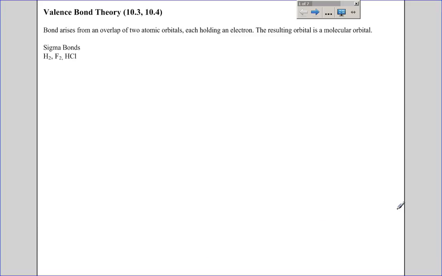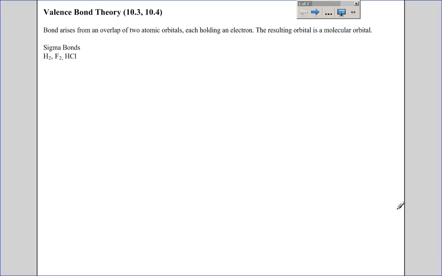We're going to take a theoretical look at the bonding that occurs in the molecules that we've been studying. And we're going to use the valence bond theory in order to help us to understand what is happening at the molecular level. Based on this theory, a bond arises from the overlap of two atomic orbitals, each holding an electron. This gives rise to a molecular orbital where the two shared electrons will be found.